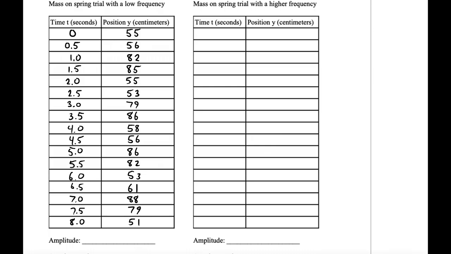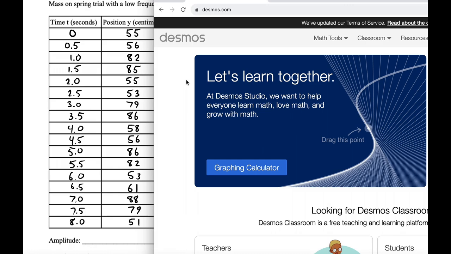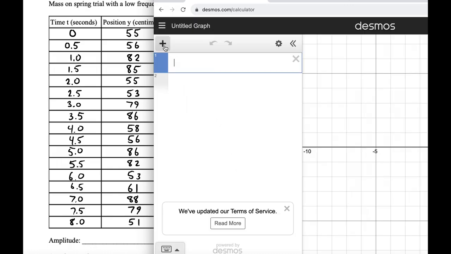What I want to do next is take this data and move it into Desmos so that we can see a scatter plot of what the position versus time for this graph looks like. And then we'd like to try some regression if possible. So I'll go to desmos.com. We're going to click plus in the upper left and add a table. And now we just want to enter the exact values that are shown in my table.